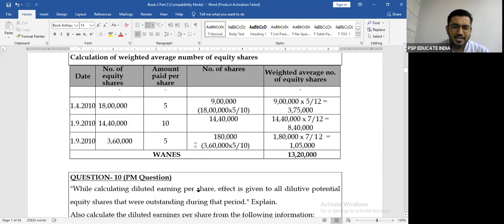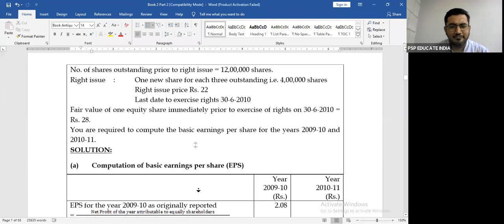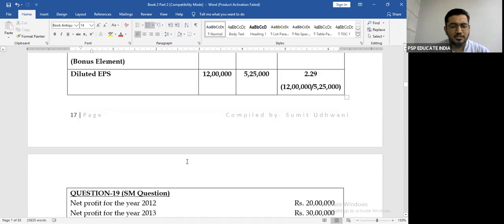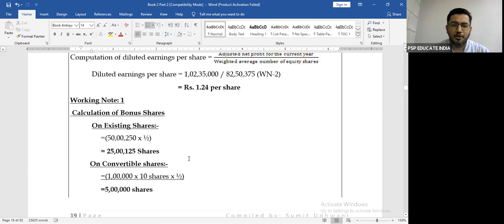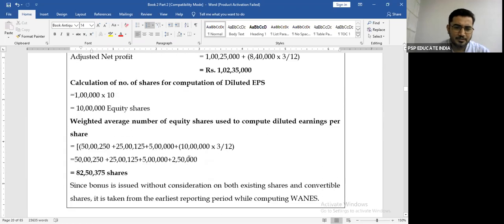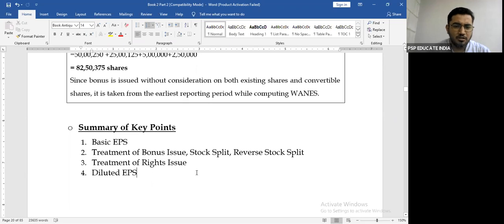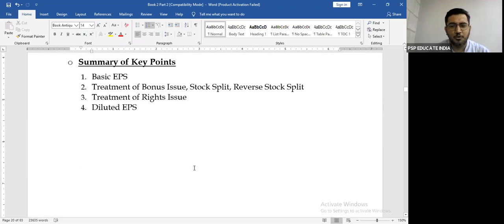And then finally, we did the last question, number 20, which explained that when you have bonus and conversion both, on the conversion portion also, you will have to calculate the bonus element. Right, that is all you had in accounting standard 20.